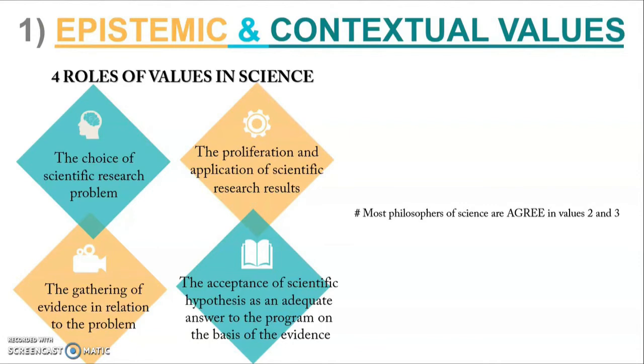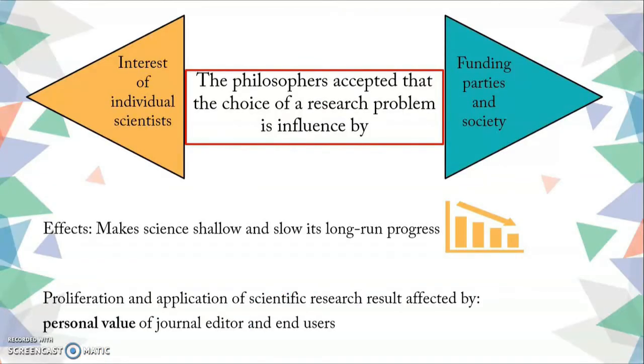But most philosophers of science agree with values 2 and 3, which are the gathering of evidence and the acceptance of scientific hypotheses. It is because the philosophers accept that the choice of research problem is influenced by the interests of individual scientists, the funding parties and societies. So the effect is that it will make science more shallow and slow its long-run progress.